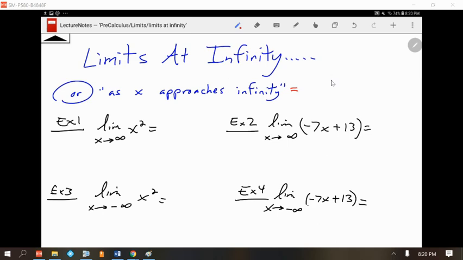But technically, it's more like what's happening as x gets bigger and bigger and bigger, or as x approaches infinity, which turns into what are the horizontal asymptotes. So the good news is this video will be really, really short because we've already talked about horizontal asymptotes, right?